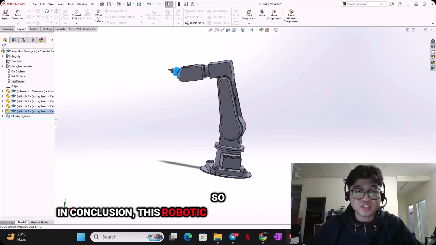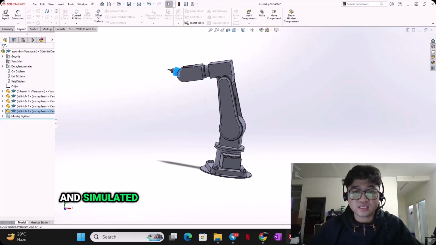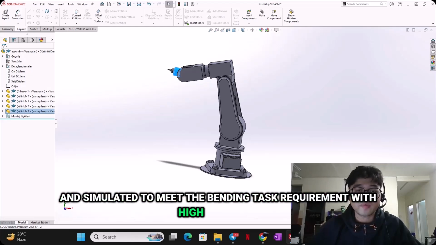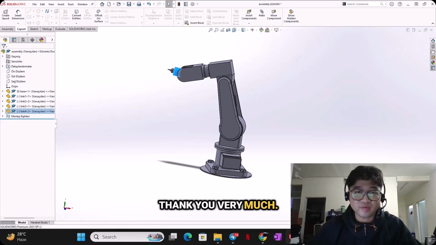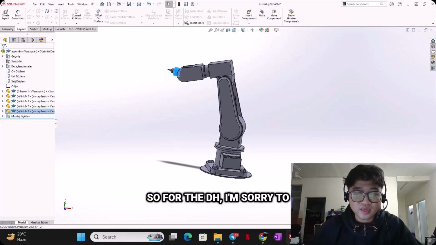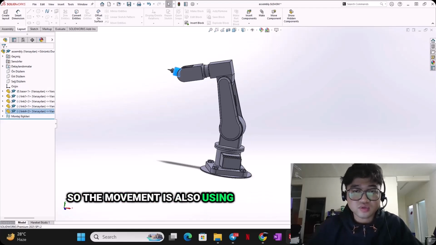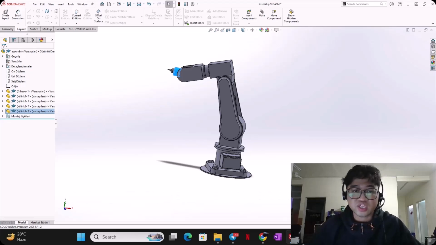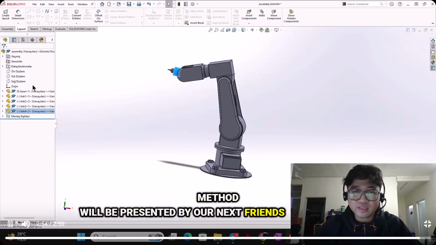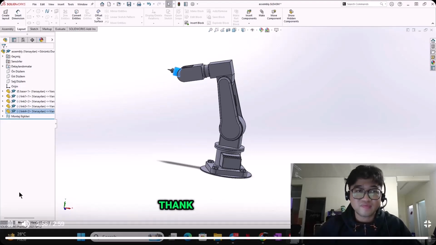In conclusion, this robotic arm was successfully designed and simulated to meet the painting task requirements with high precision and adaptability. Thank you very much. For the DH, I forgot to mention, the movement also uses the Denavit-Hartenberg method, which is the DH method, and it will be presented by our next friend in the next presentation. That's all from me.